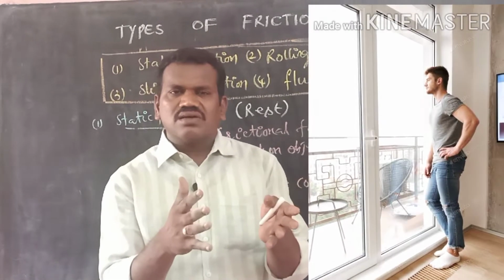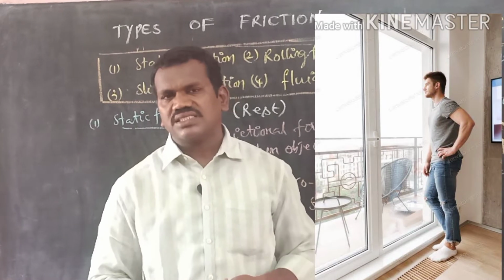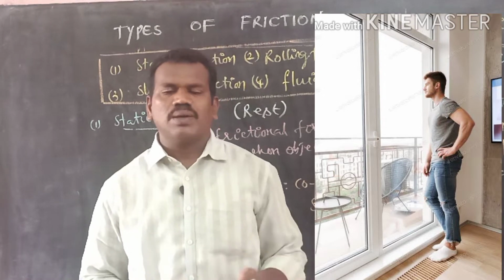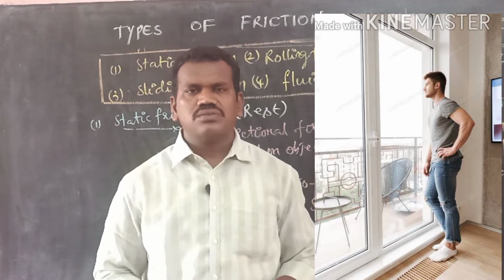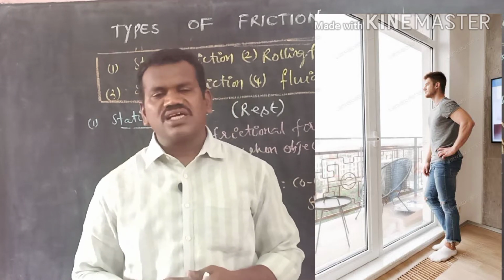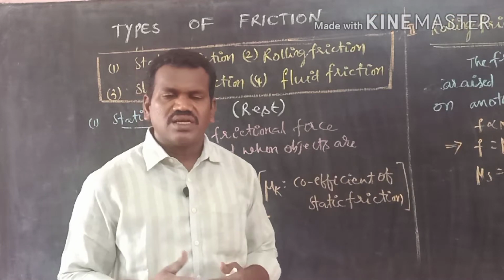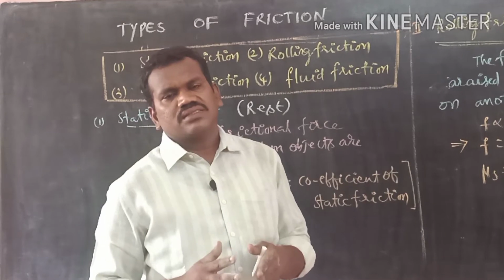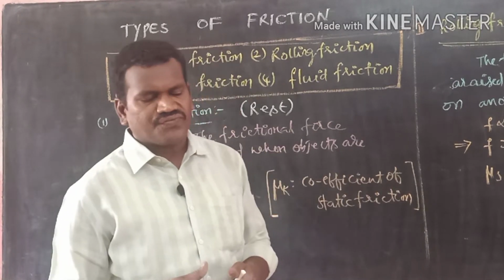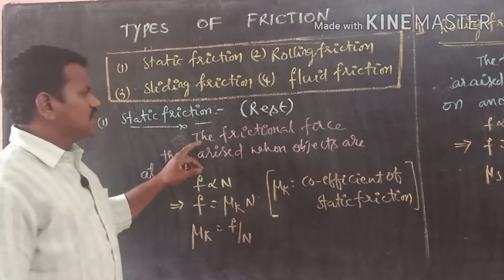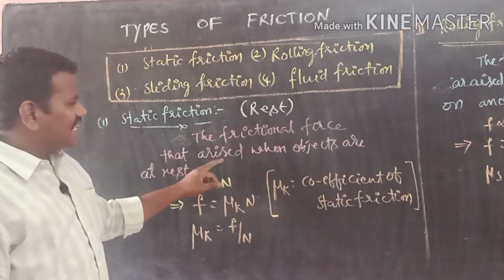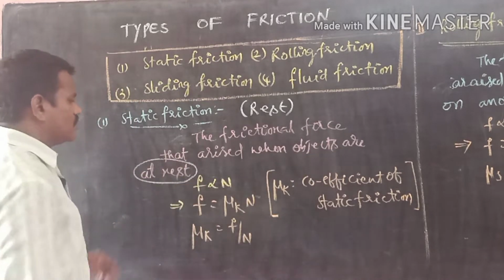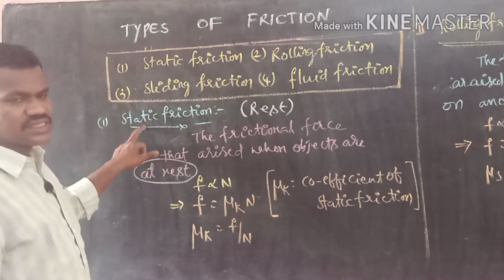A person is standing on the floor, which means he is at rest. So there will be a frictional force between the legs of the person and the surface of the ground. That force is called static friction. Now what is the meaning of static friction? If both the bodies in contact are at rest, that force is called static friction. See the definition: the frictional force that arises when the objects are at rest.